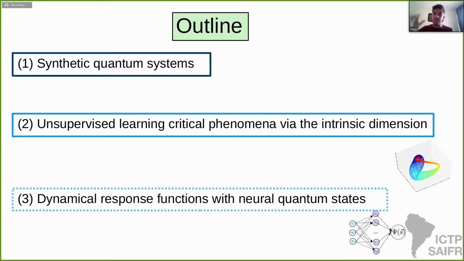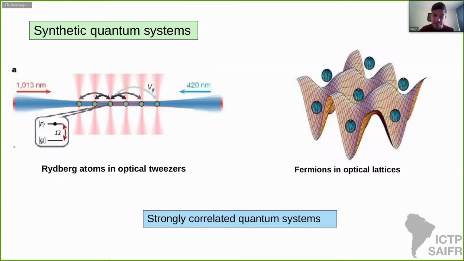The outline of my talk is split into three parts. In the first part, I want to discuss a bit more about the physical systems that I'm interested in, these synthetic quantum systems, and I also want to briefly mention other works that I did related to these kinds of systems. Then in the other two parts of the talk, I will discuss the machine learning part. The kind of system that I'm interested in, as I said, is strongly correlated. The basic idea of these synthetic quantum systems is that it's possible nowadays to manipulate quantum systems.